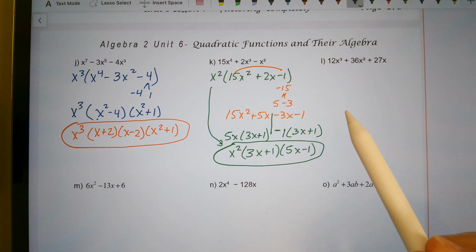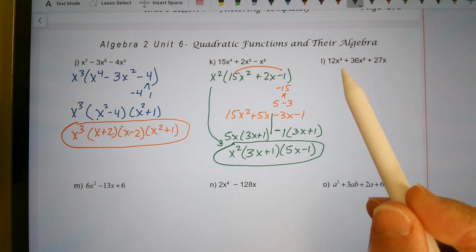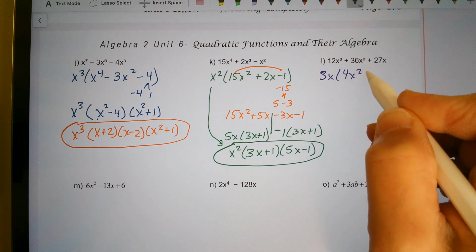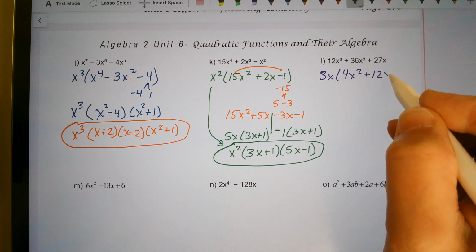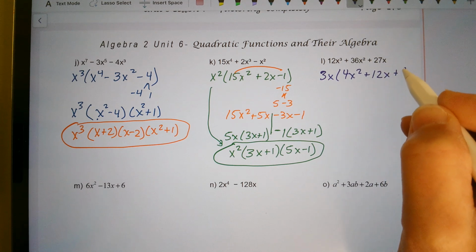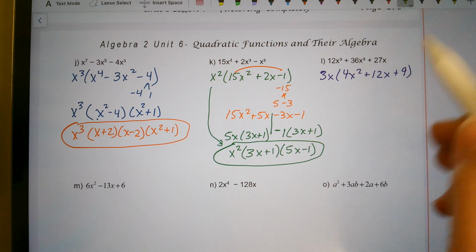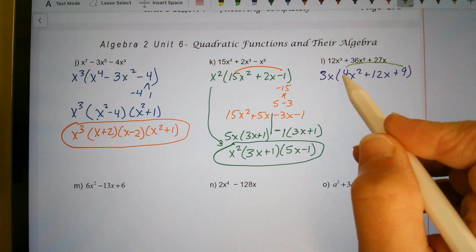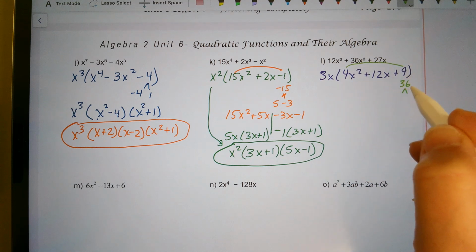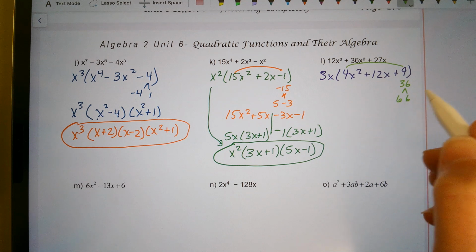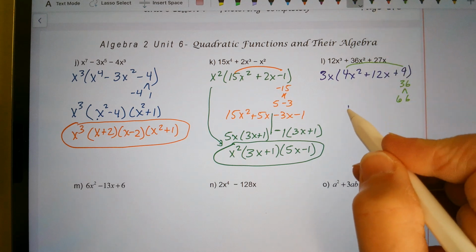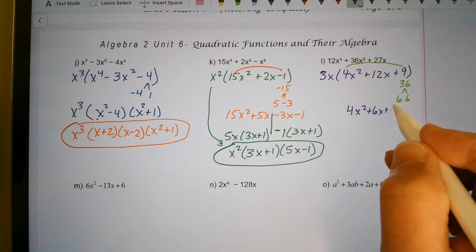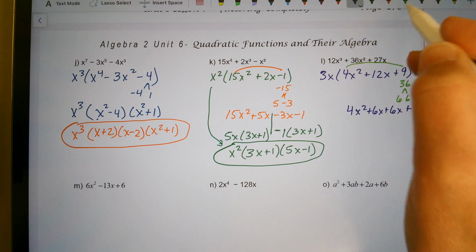What's common to these three terms? 3x. 4x squared plus 12x plus 9. Leading coefficient is greater than 1, so we multiply. 4 times 9 is 36. Factors of 36 that sum to 12 are 6 and 6. Rewriting 12x as 6x plus 6x. Now let's split.